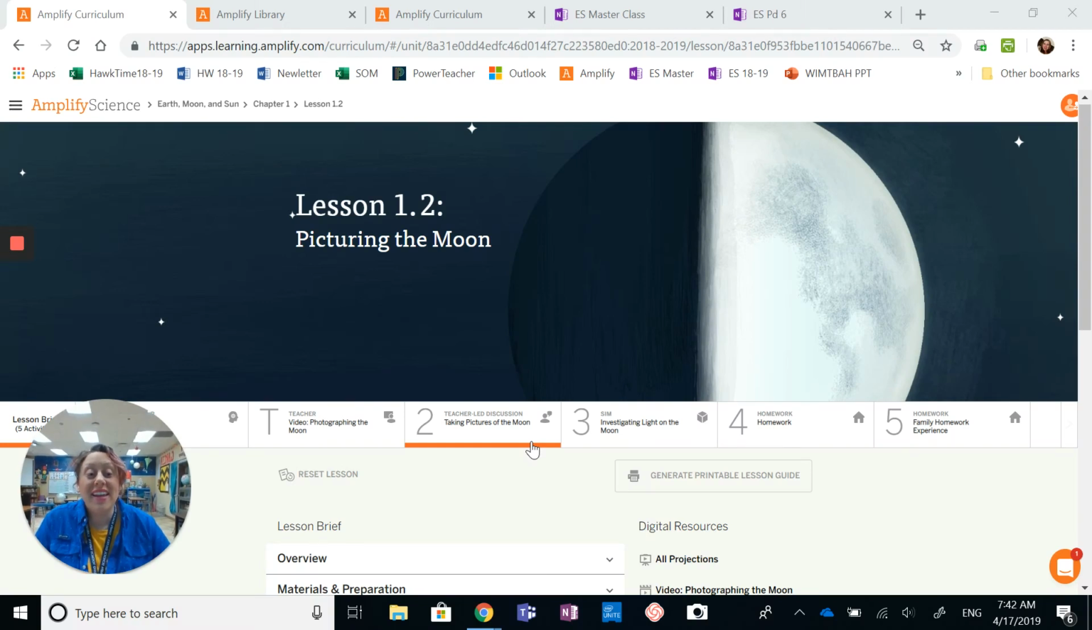Middle School. Today is April 17th, 2019. As a brief review from yesterday, what we completed in class was lesson 1.2, Picturing the Moon.